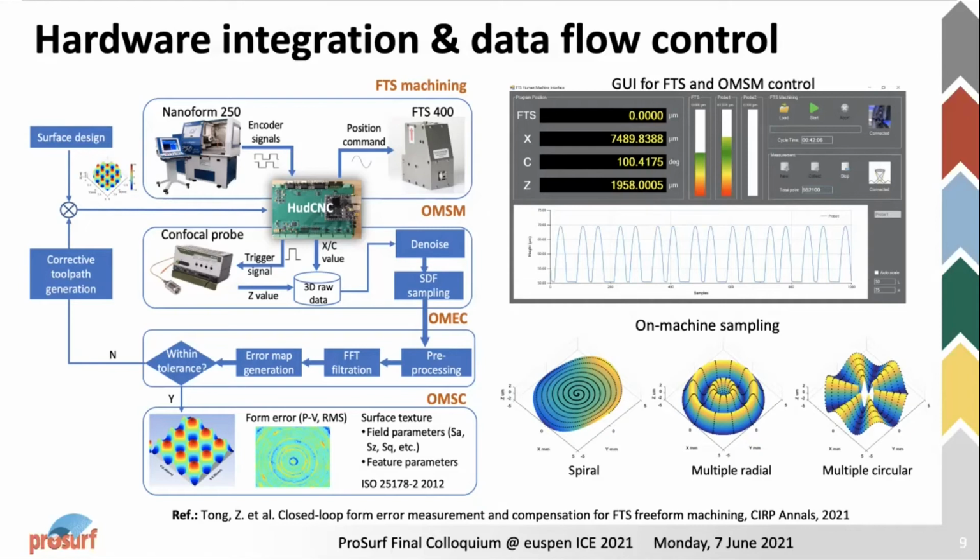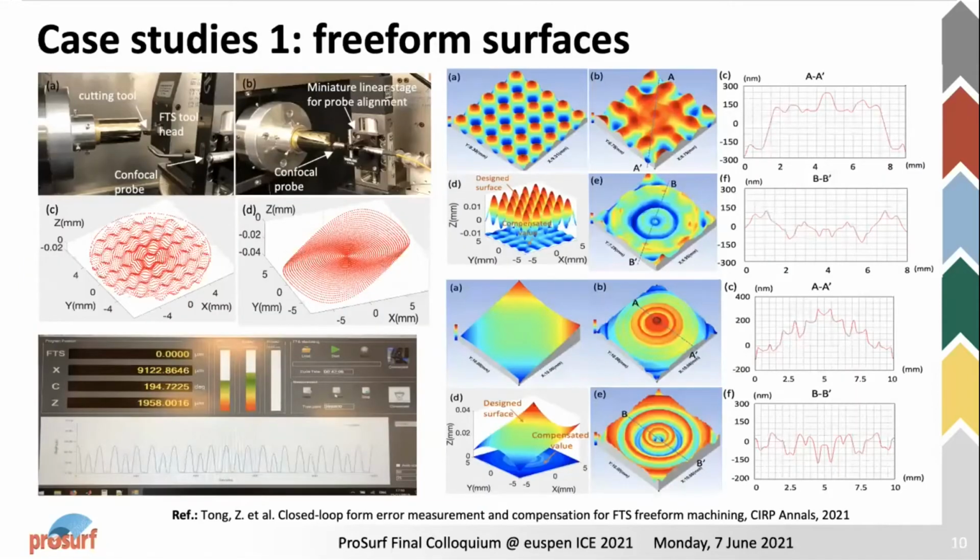Okay, and then next I will show some case studies based on this closed-loop fast-tool-servo machining and alignment platform. To verify the on-machine surface alignment and on-machine error compensation module, two typical freeform surfaces were designed: a lens array and an Alvarez lens that has a focus variation function.